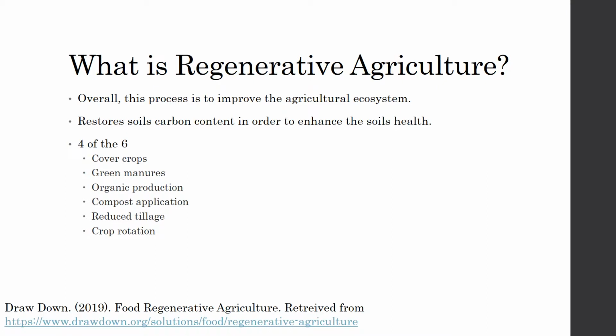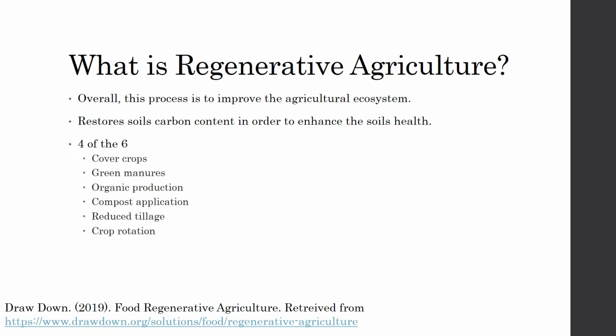So what is regenerative agriculture? Overall, this process is really to just improve the agricultural ecosystem. It's to improve the soil and how crops come out. It restores the soil's carbon content in order to enhance the soil's health. The basic idea of this whole topic is to improve the health of the soil so that our crops can then be improved.